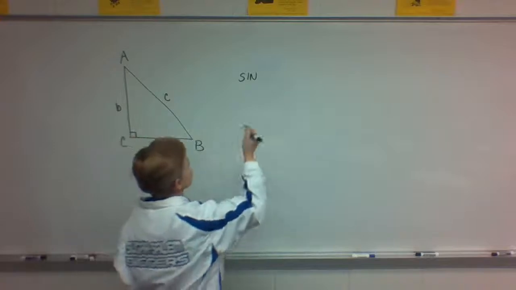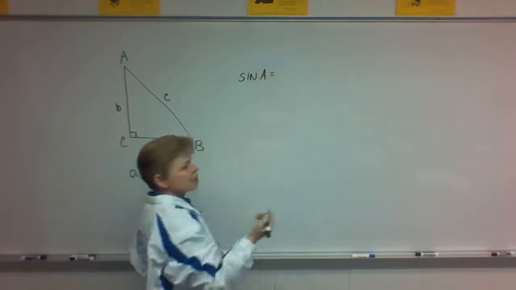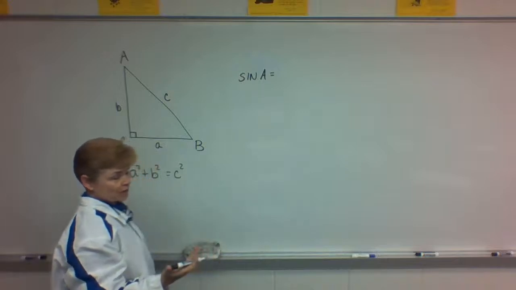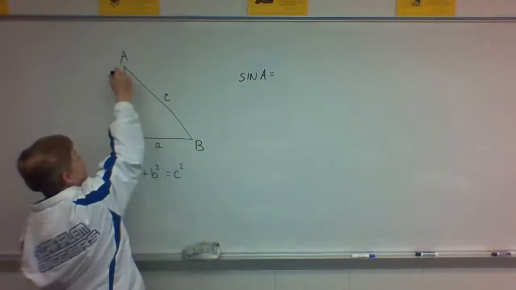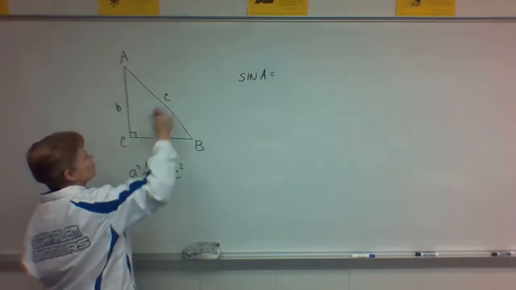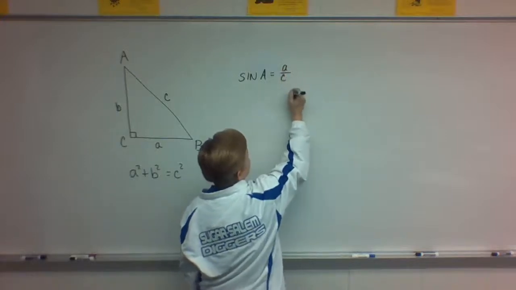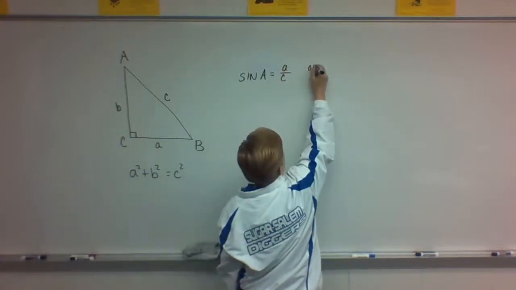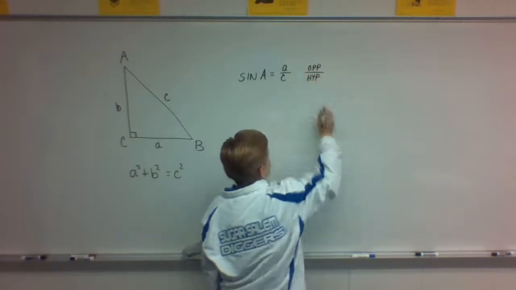So if I say the sine of A, its definition is a ratio. It's something over something else. The sine of A is, you go to angle A and get your eyes focused there, and then it will be the opposite side over the hypotenuse. So in this case, A over C. In general, it's the opposite over the hypotenuse.